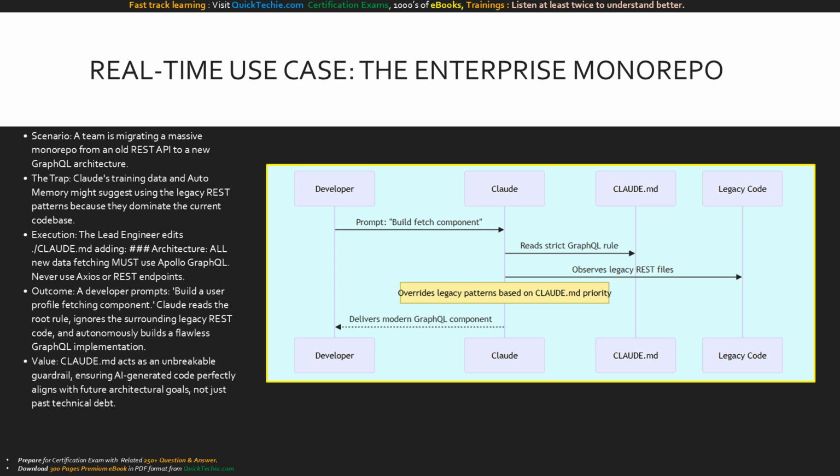Follow the sequence of our migration scenario. The developer prompts Claude to build a component. Crucially, Claude first reads the strict GraphQL rule from Claude.md. It then observes the legacy codebase, seeing the old REST files. Because Claude.md is the ultimate source of truth, Claude's internal logic overrides the legacy patterns and successfully delivers the modern GraphQL component back to the developer.